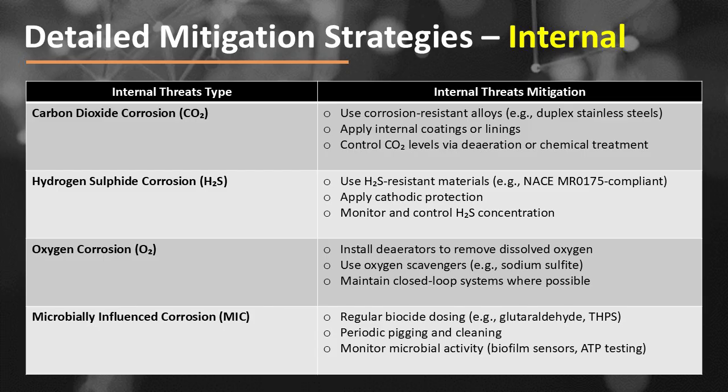If the internal threat type is microbially influenced corrosion or MIC, then the internal threat mitigation for MIC corrosion are: regular biocide dosing such as glutaraldehyde, THPS. Periodic pigging and cleaning. And monitor microbial activity, biofilm sensors, ATP testing.